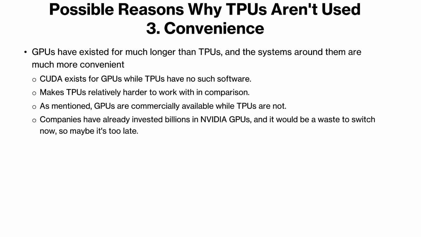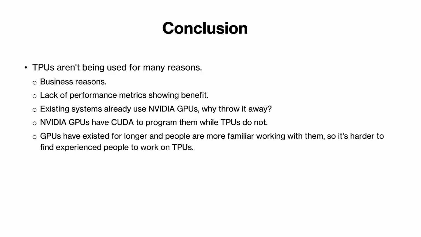So, as mentioned, GPUs are commercially available while TPUs are not, and that is a large level of convenience, as you would need to get Google to specifically make them for you or develop your own, which is even more overhead. And again, it would be a waste to switch now, so maybe it's too late for companies to switch to TPUs. So, in conclusion, there are many different reasons why TPUs aren't being used.